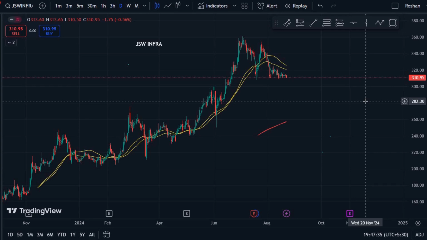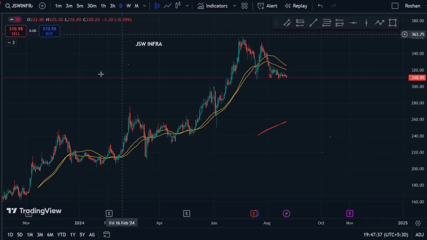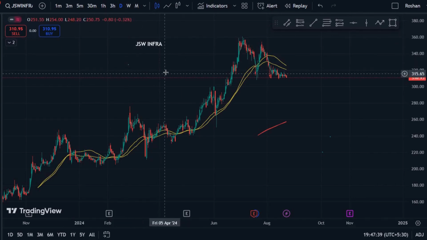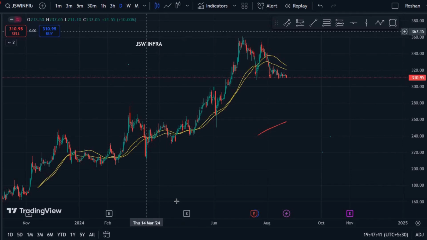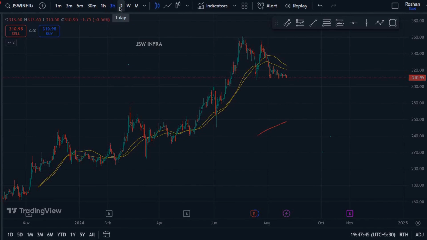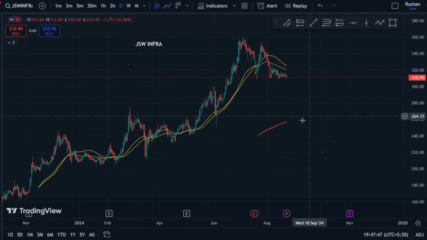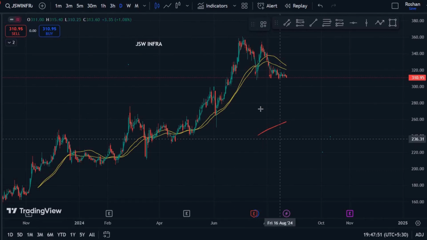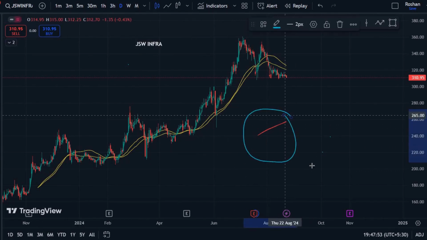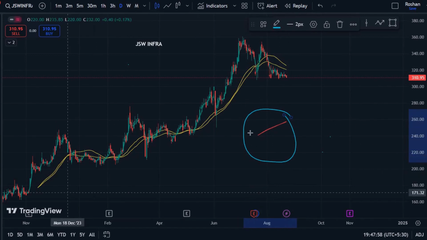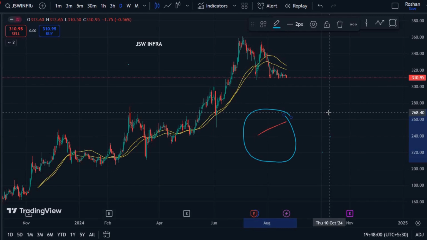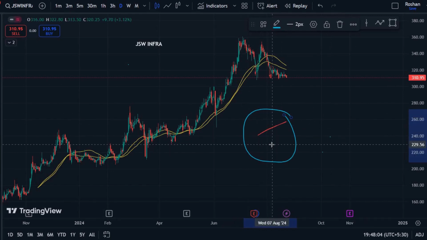Today we're going to look at Jswinfra and now I'm at daily time frame. So I'm going to look at the trend with the SMA and EMA. The red line that you see there, that's the 200 SMA and EMA both for daily time frame. And as you can see visually, the price is in an uptrend in the daily time frame. So let's see how it looks in the 1 hour time frame.